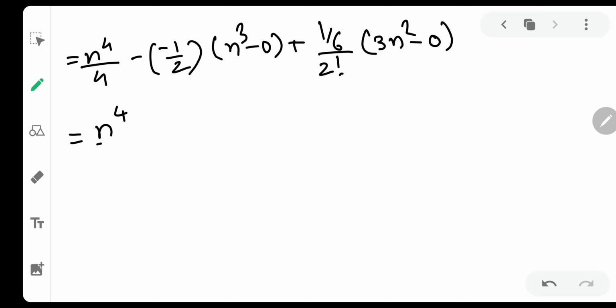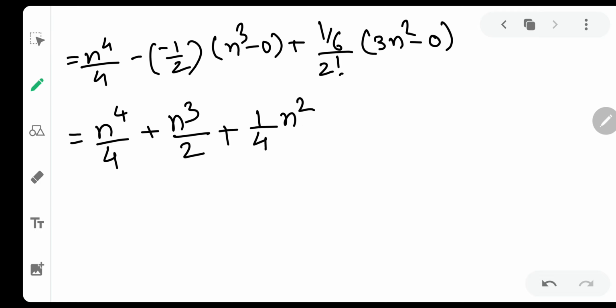So this will be basically n raised to 4 by 4 plus n cube by 2 plus 1 by 6 into 2 will be 1 by 12, and 3 will be 1 by 4 n square. You got that? What I did: 1 by 6 into 2 factorial was 1 by 12, and that was multiplied with 3, so cancelled. Okay, so 1 by 12 into 3 will be 1 by 4.